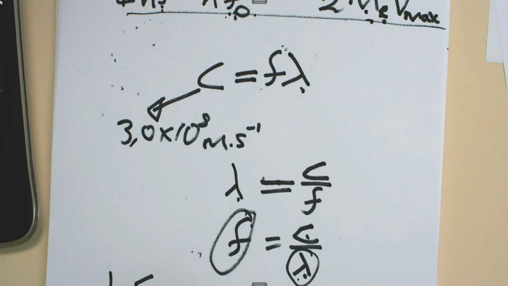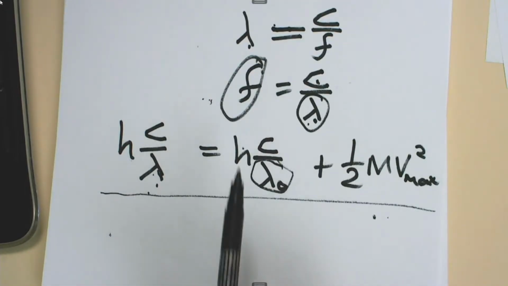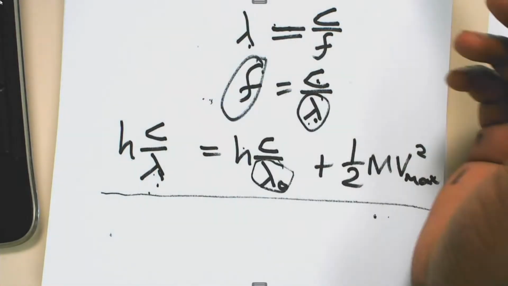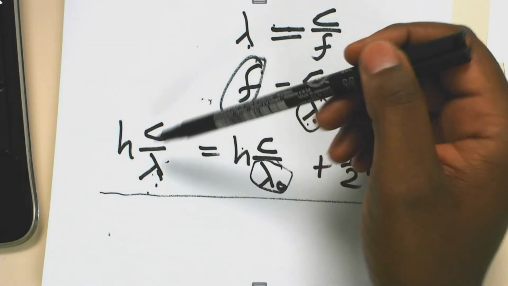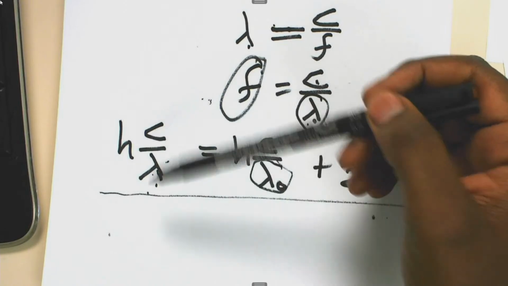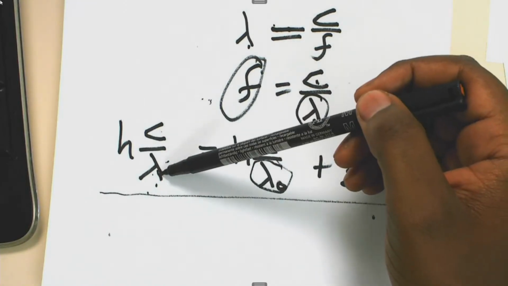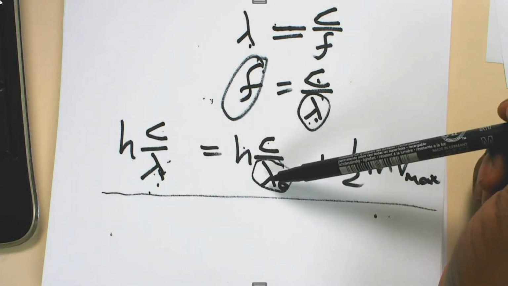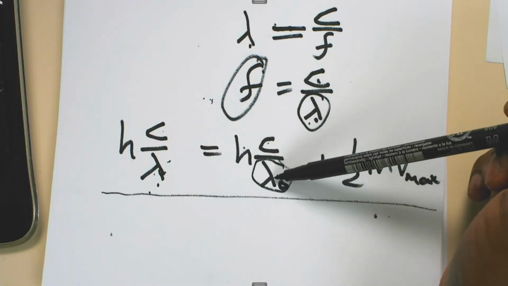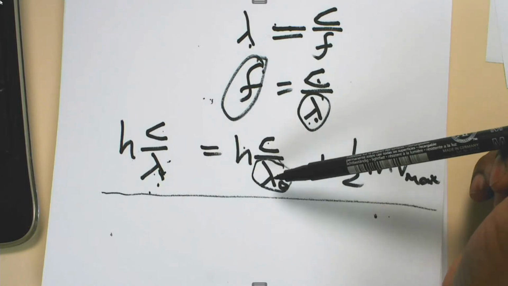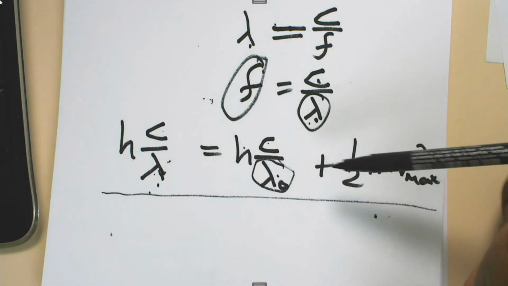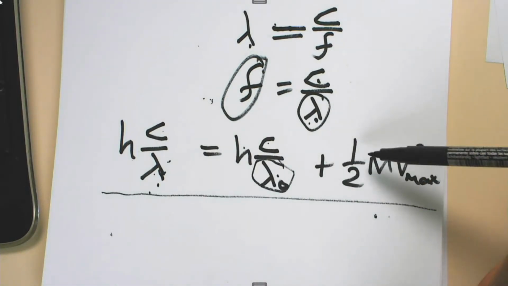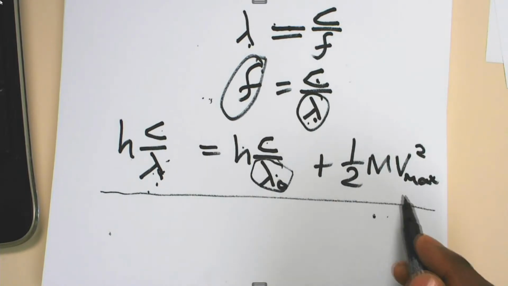If we are given the wavelength, then it means we'll have to express that very same formula in terms of the wavelength. And when we express it in terms of the wavelength, we'll then have c over lambda, and then here we'll have c over lambda naught. Lambda naught, that is your cutoff or threshold wavelength. Then we add it to the maximum kinetic energy.